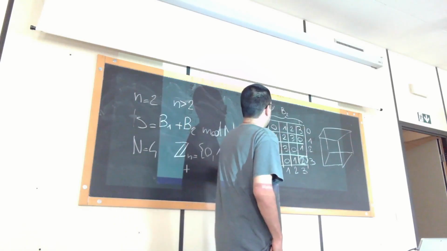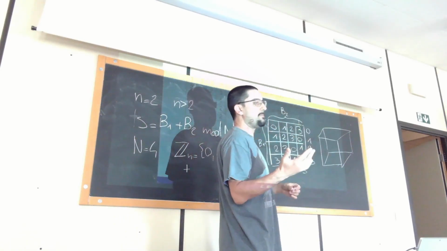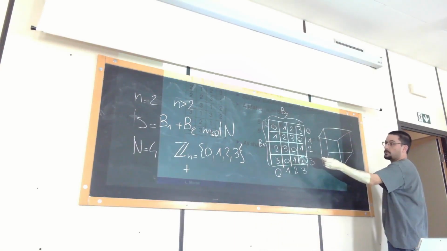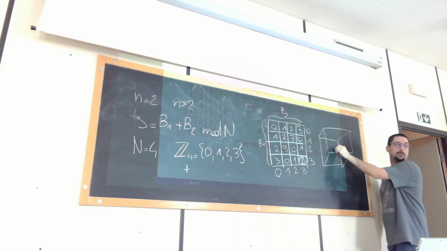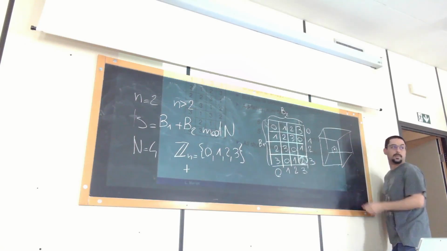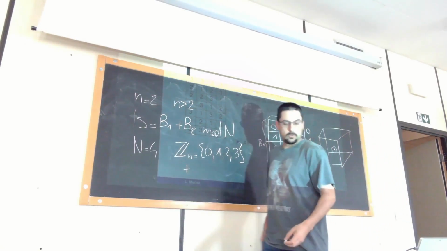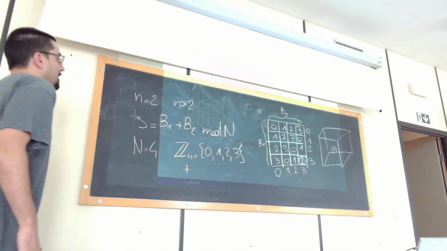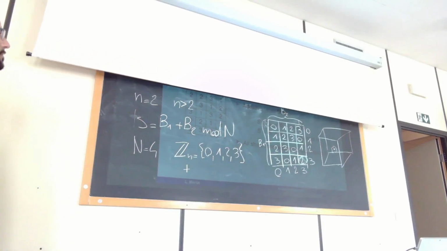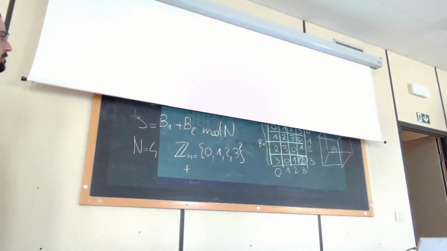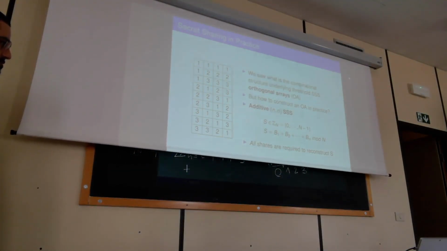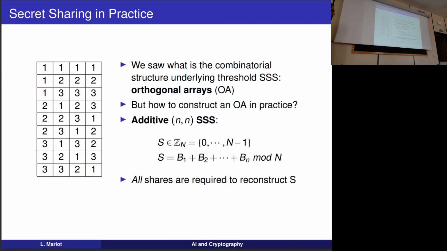We are taking all n dimensions of this hypercube, and then we are summing them, and the sum of these coordinates modulo n will be the value of the secret that is located in a particular place on the hypercube. So this is quite simple to implement an n out of n secret sharing scheme, and this is usually called additive secret sharing scheme. Okay, let's continue.